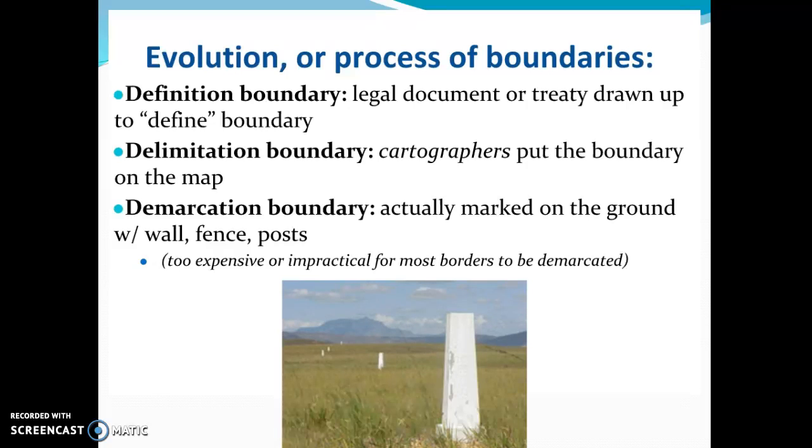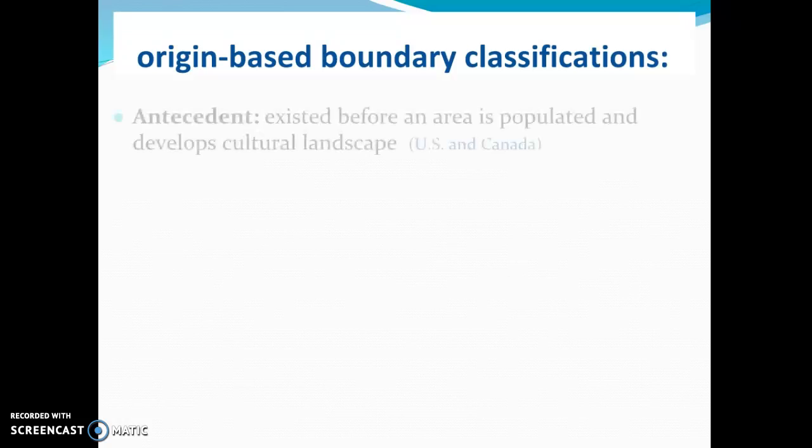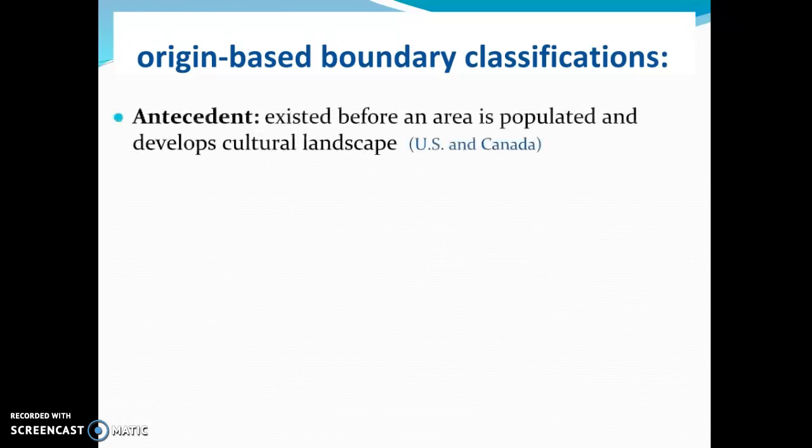But there are some areas of the world that have very strictly and formally imposed demarcated boundaries. A good example of this would be the wall that's being built between the United States and Mexico. It will actually be physically marked on the ground with a wall or fence of some sort. When we talk about boundaries, we also have to consider how and where boundaries originate or how they are created. There's a couple different examples.